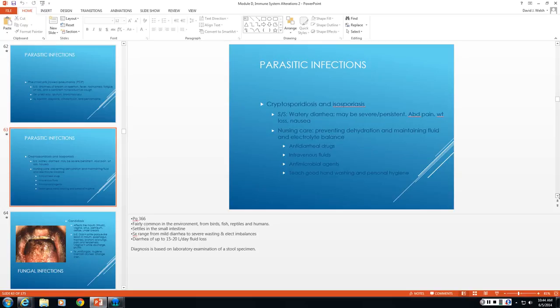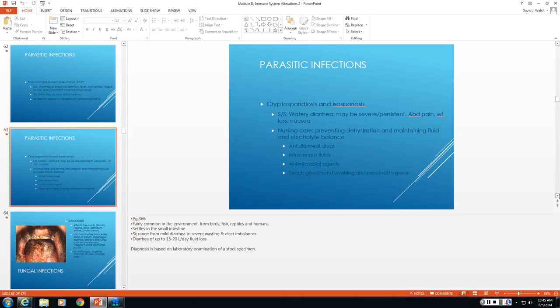Some other parasitic infections, your cryptosporidiosis, or your isosporiasis. Okay. Your signs and symptoms are going to be watery diarrhea, may be severe and persistent, with abdominal pain, weight loss, and nausea. This is fairly common in the environment from birds, fish, and reptiles, and in humans. It settles in the small intestine.